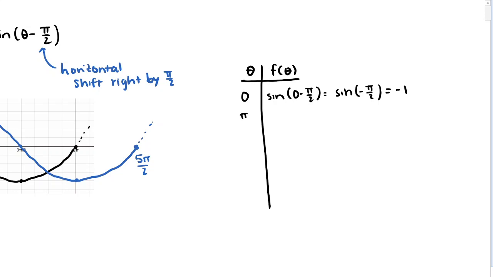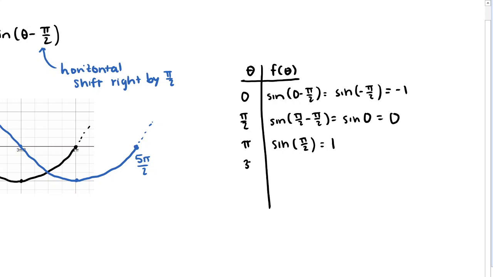If I plug in pi over 2, well, then we have sine of pi over 2 take away pi over 2. In other words, sine of 0, so this gives us 0. If I plug in pi, then what we're really doing is computing sine of pi minus pi over 2, which gives us pi over 2 as an input for our sine, and this gives us 1, right? So these slightly larger values are giving us the same input for our sine function that we're used to.